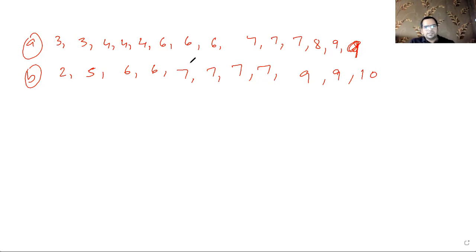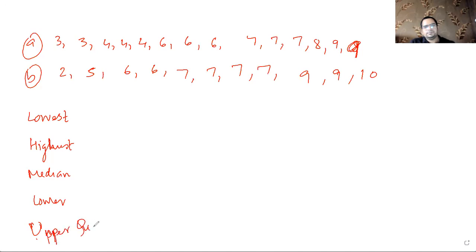Now before you draw a box and whisker plot, you need to remember that you need to create the following. The first thing is the lowest value. You require the lowest value, the highest value, the median, the lower quartile, and the upper quartile. So now it can be clearly seen that the lowest value is 3 and the highest value is 9.